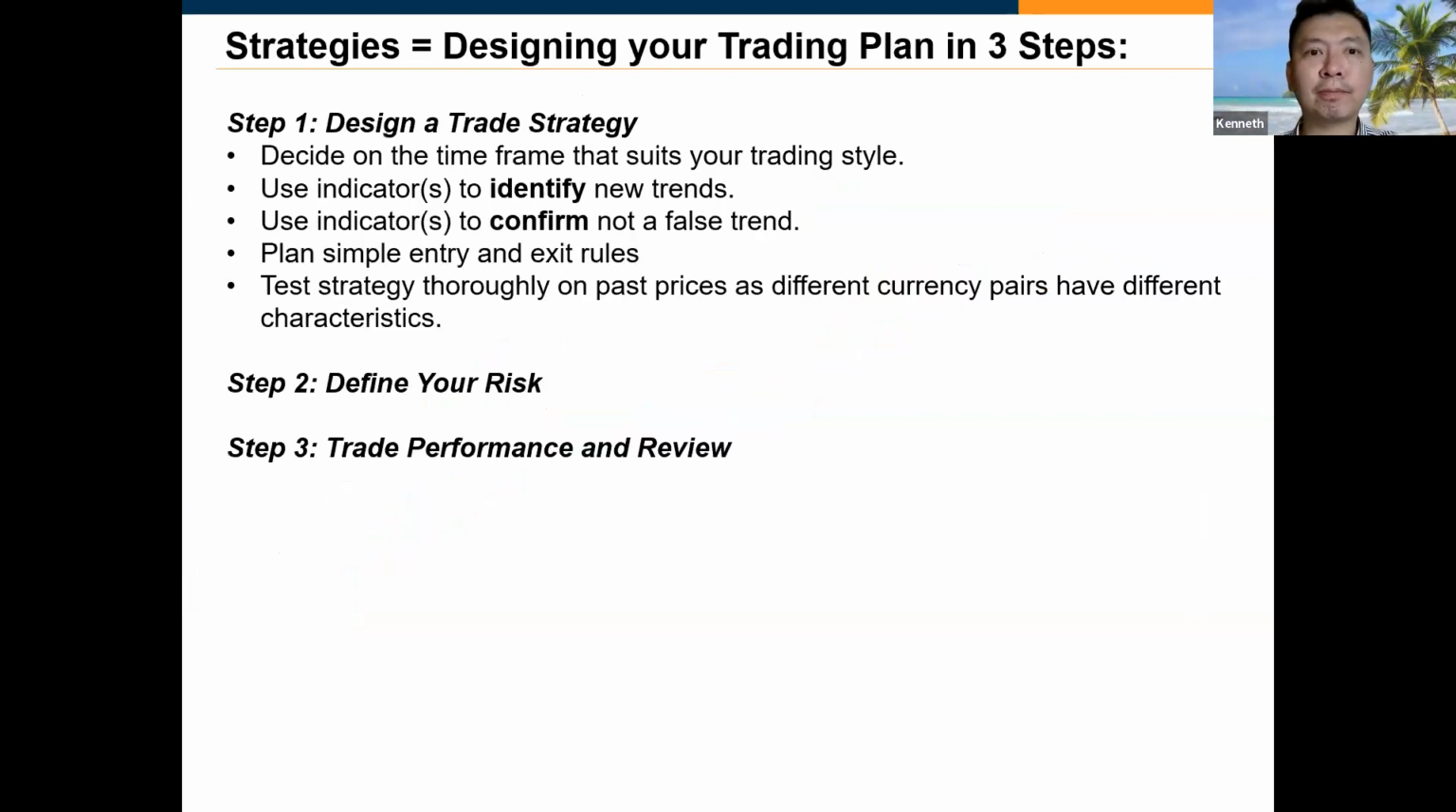Now, in designing our trading plan, keeping in mind the KISS method, there are 3 steps to follow. One, we design a trade strategy, just like what we did in the previous slide. We do this by firstly designing on a time frame that suits your trading style, and using an indicator to identify new trends. Remember, the key is about identifying new trends that are coming up. Not too late, not too early. Using an indicator to confirm that it's not a false trend. Then we plan simple exit strategies, and we test the strategy thoroughly on past prices. Step 2 is we define the risk to undertake, and step 3, we review the performance on historical chart data.